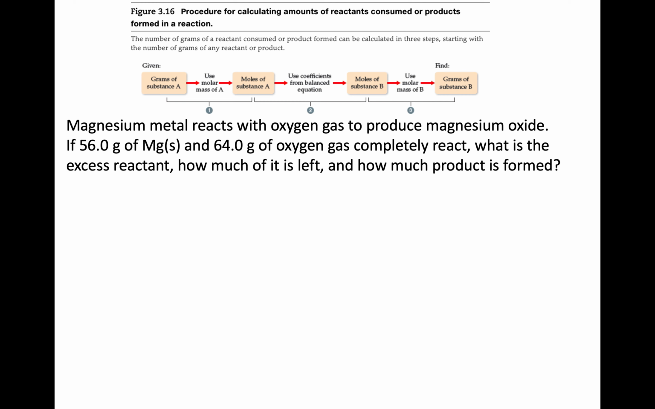Here's a typical stoichiometry problem. Magnesium metal reacts with oxygen gas to produce magnesium oxide. If 56 grams of magnesium solid and 64 grams of oxygen gas completely react, what is the excess reactant, how much of it is left, and how much product is formed?